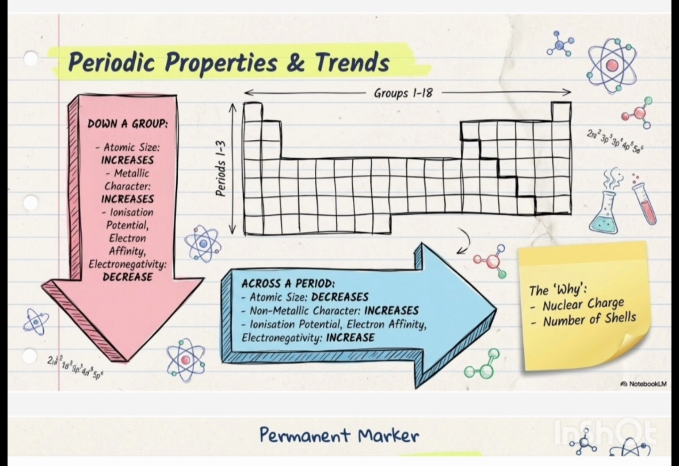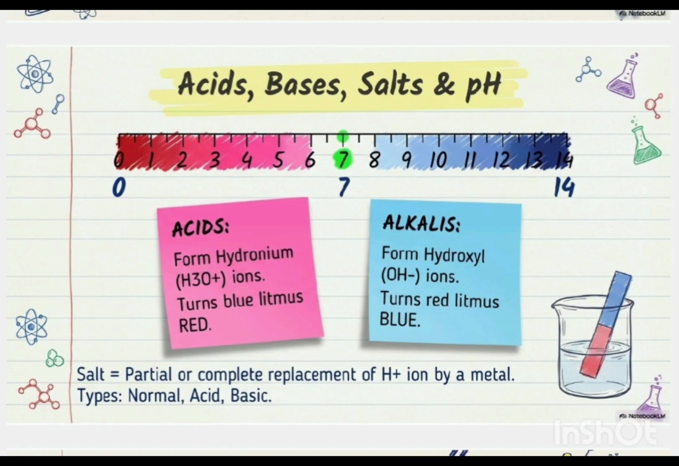Another essential concept in chemistry is chemical bonding. Atoms combine with each other to achieve stability, usually by completing their outer electron shells. One way atoms combine is through the transfer of electrons. This type of bonding is known as ionic or electrovalent bonding. In this process, one atom loses electrons and becomes a positively charged ion, while another atom gains electrons and becomes a negatively charged ion. The strong electrostatic attraction between these ions holds the compound together. Common examples include sodium chloride and magnesium oxide.